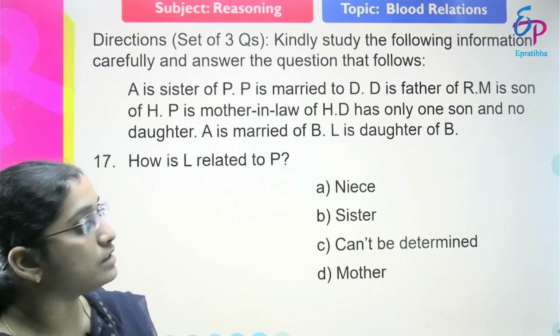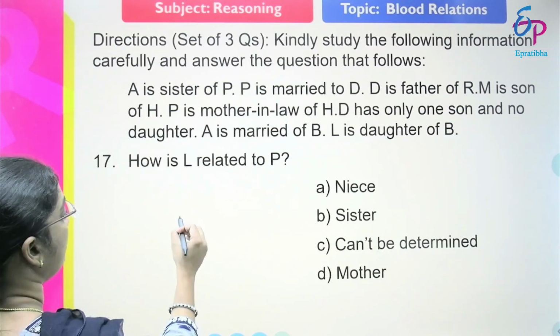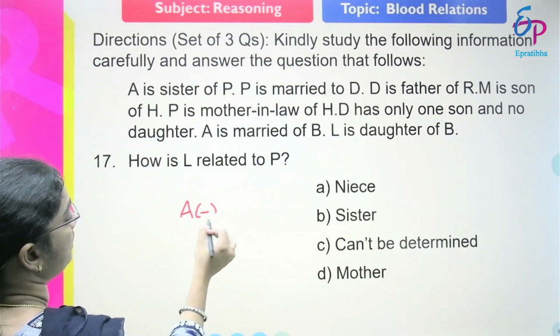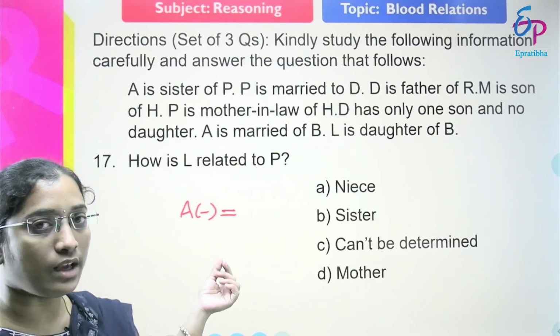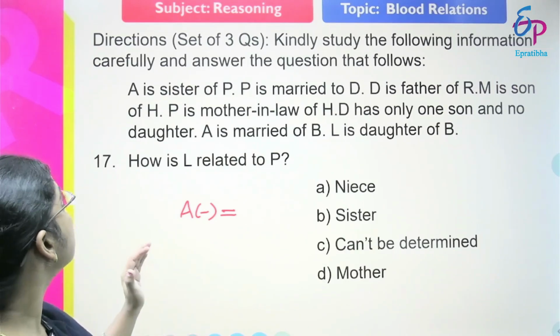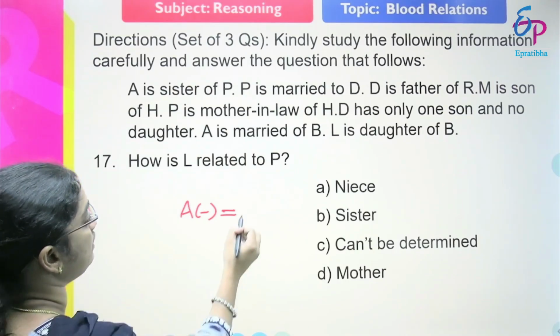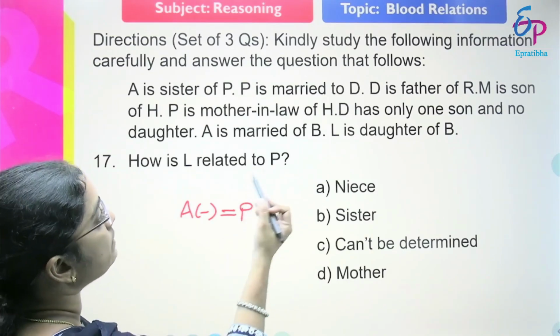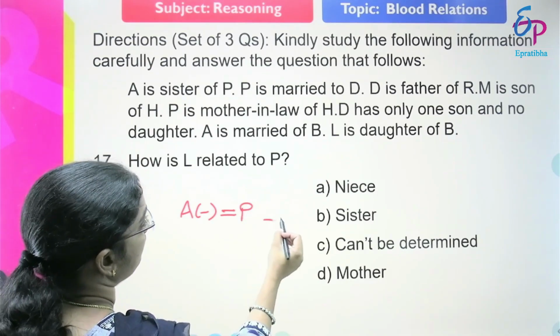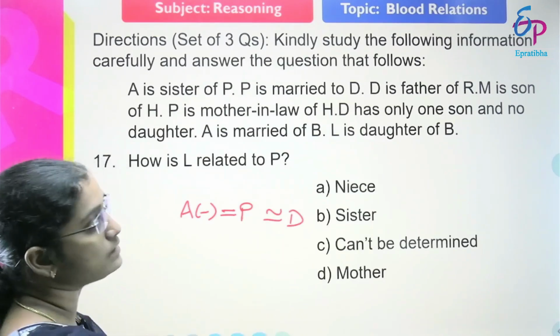So A is a sister of P. Sister means sibling, friends. Sibling means definitely we need to take the equal symbol for that, right? So A is a sister of P, but we don't know the gender of P here. Then P is married to D.